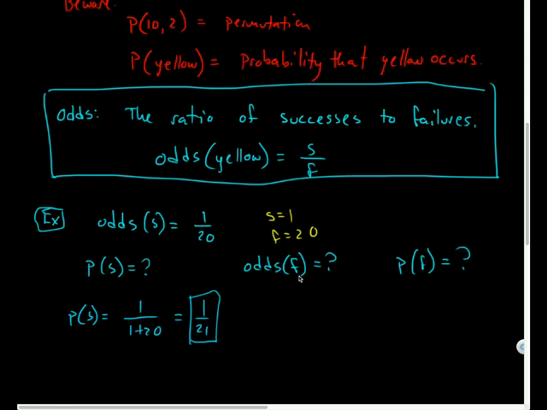Now, since I'm looking at failure as being the quote-unquote success in this case, odds of failure would equal F over S. So that ratio is 20 to 1. So that's the odds of failure. And then the probability of failure. How many ways can failure occur?